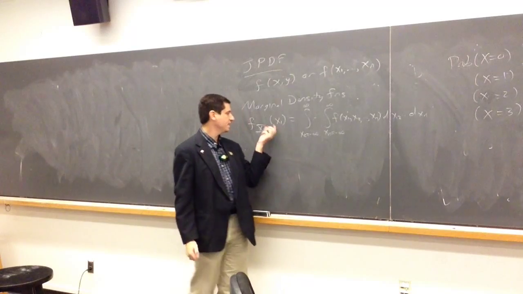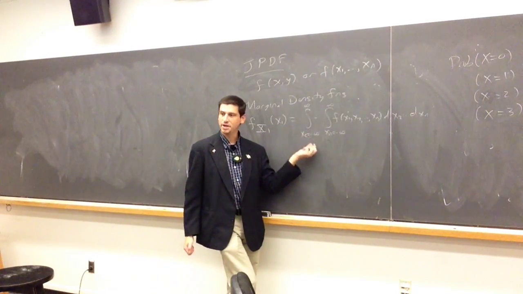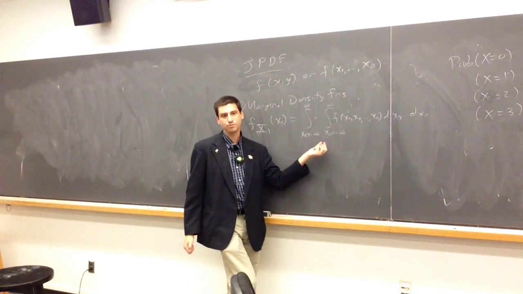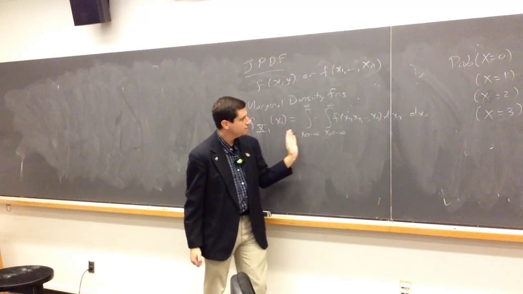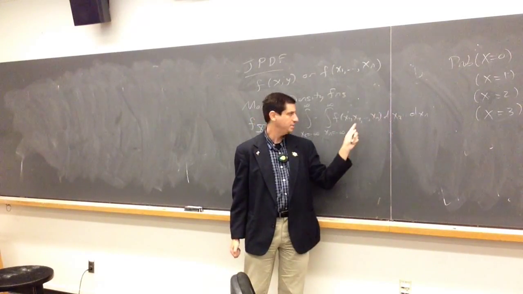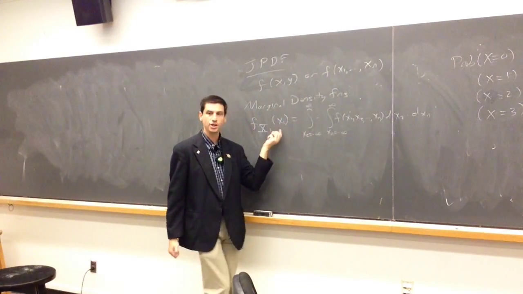And if I want to find the marginal density function of x2, I would have x1 go from minus infinity to infinity, then I would have x3 go from minus infinity to infinity. So what I'm basically saying is integrate out all the other variables and keep the first one fixed at x1, and that will give you the probability density function for x1.